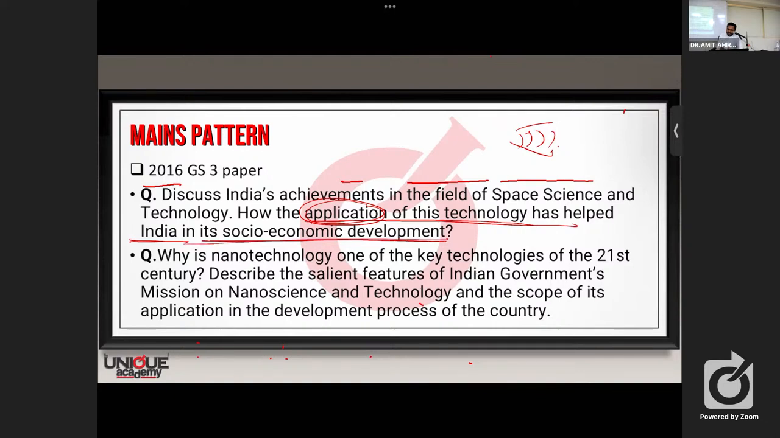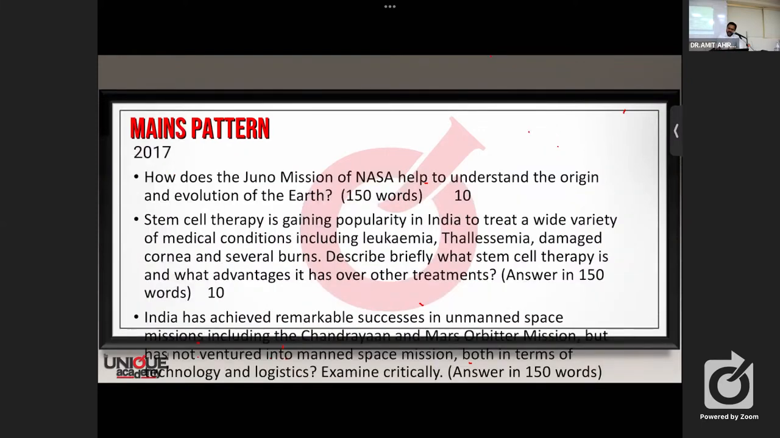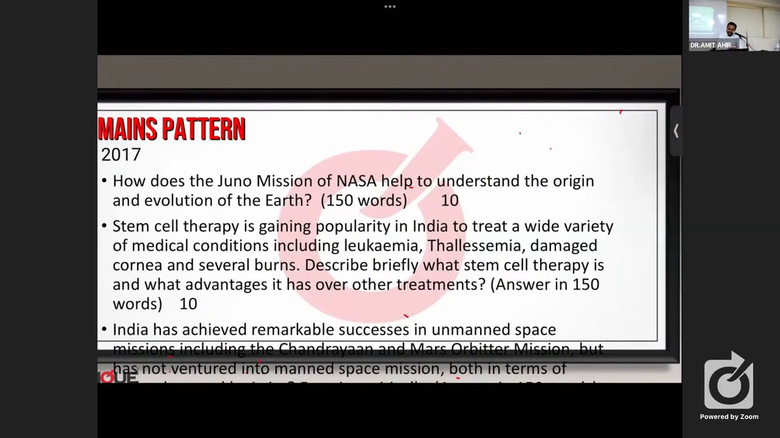Next question was in 2016. See, ये 15 marks के लिए था, ये भी 15 marks के लिए था. Why is nanotechnology one of the key technologies of the 21st century? What are the salient features of the Indian government mission? और फिर से देखो क्या है? Applications and development. समझ में आ रहा है? फिर से क्या पूछा? Applications and development. Now in 2017, something like this.